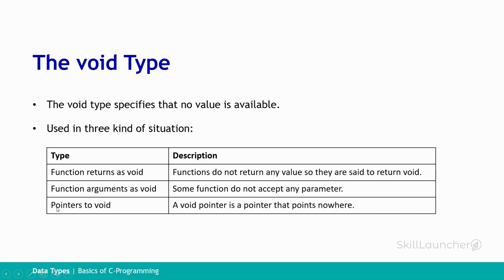Then comes the pointer, the most confusing concept of C programming. But if you stick to the basics, it becomes really very easy. So pointers to void. A pointer of type void represents the address of an object, but not of its type. So a void pointer is a pointer that points nowhere. It is a null pointer.